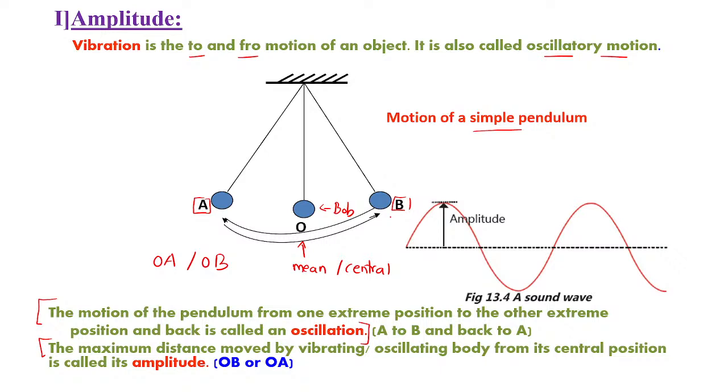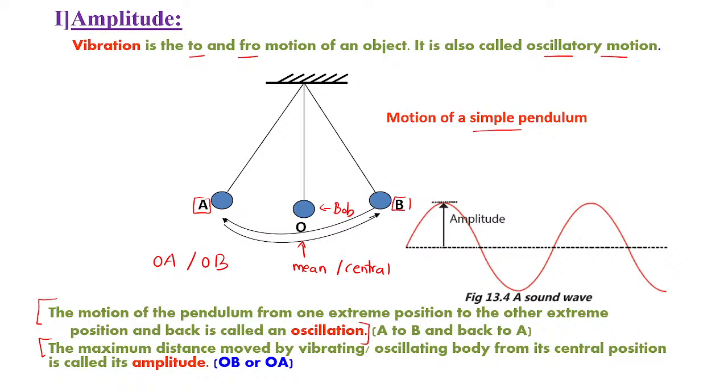In both cases it is either from O to A, so the amplitude will be O to B. If I want to explain in terms of a sound wave, let me draw a wave pattern for you. This particular picture is a sound wave. Here you can see some elevation region and some depression region.